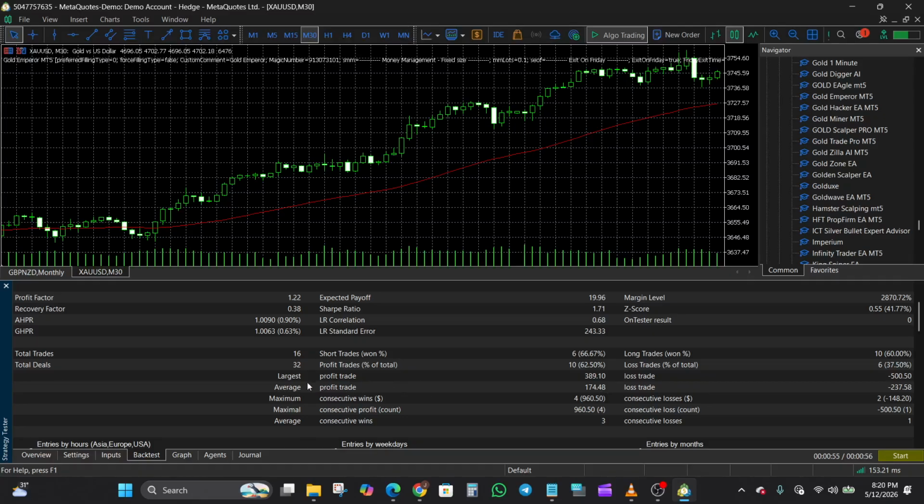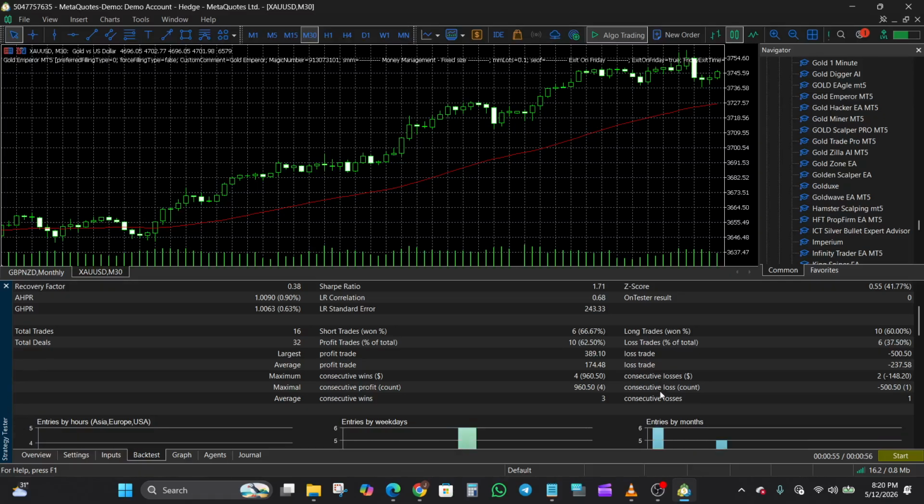We can also see that the largest profit trade was $389.1, and the largest losing trade was $500.5. This tells me that the risk to reward ratio is not good. And that is also verified in the average profit trade being $174.48, and the average losing trade $237.58. So obviously the risk to reward ratio is bad.